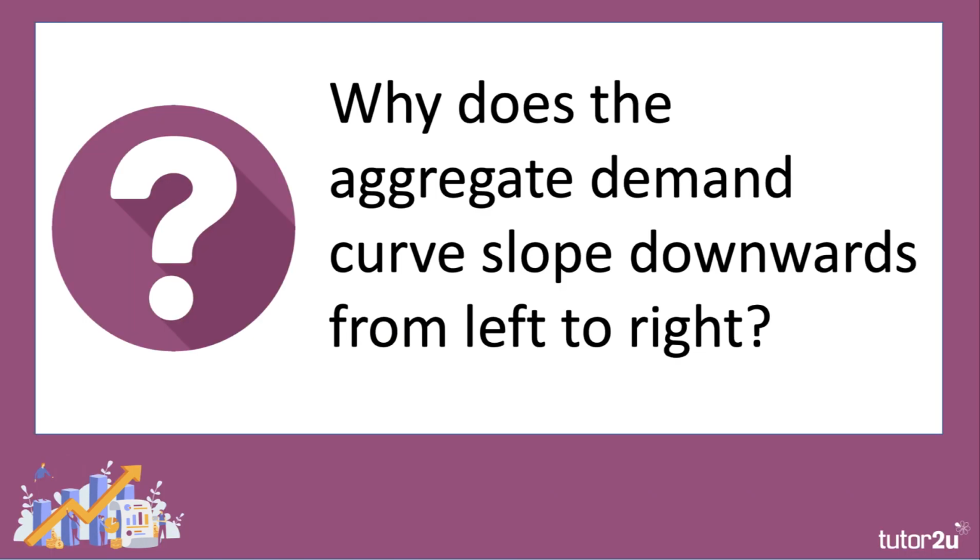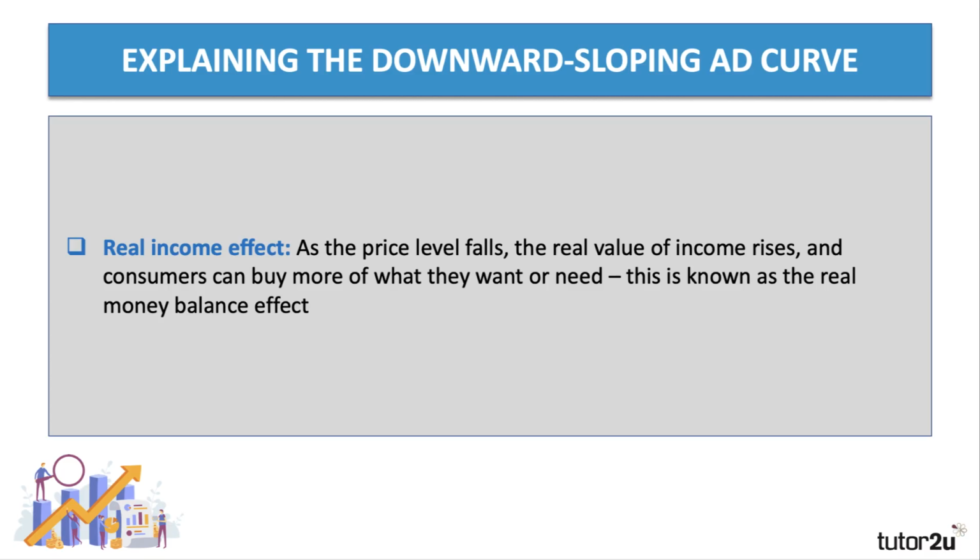Now, why does the aggregate demand curve normally slope downwards from left to right? There are essentially three main explanations for this. Firstly, something called the real income effect. You see, if prices go down overall, the value of your money in real terms goes up. If you have a given income per year, let's say £20,000 a year, if prices are 3 or 4% lower, then that £20,000 will buy you more. Consumers can afford to buy more of what they need and what they want. So that's called the real money balance effect. Falling prices increase the real purchasing power of money.